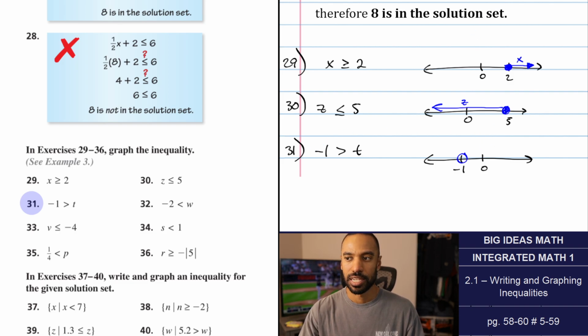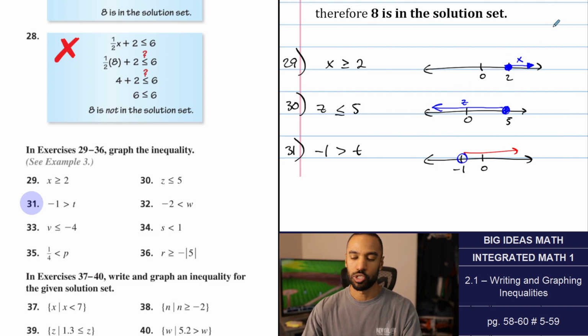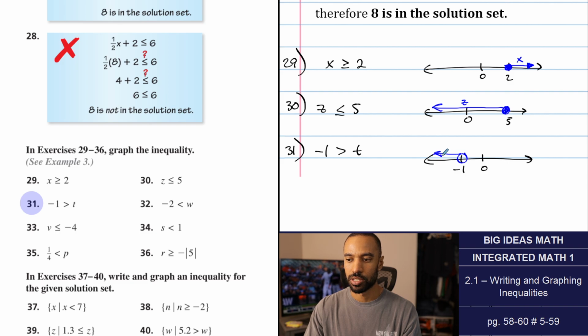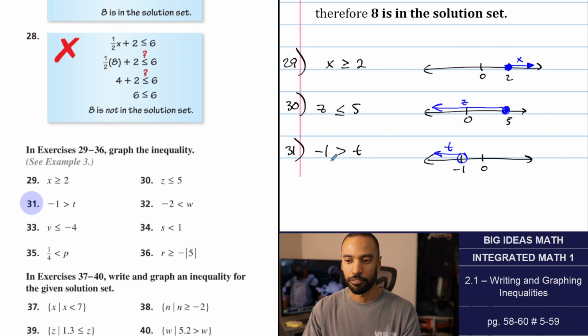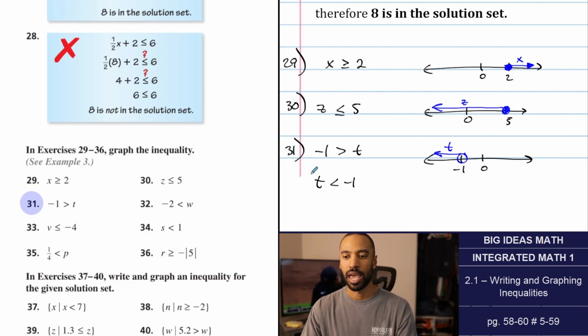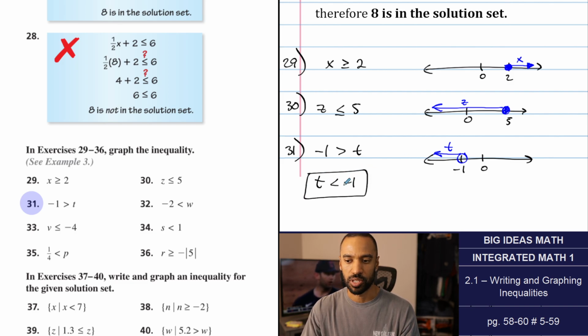But let's test. I'm going to draw this in red to begin with to say let's test 0. If I test 0, I should get a true statement. Is -1 greater than 0? No. I should be graphing to the left instead. Now, how come it says greater than if we go to the left? Because the variable is on the right side of the inequality. If I flip everything over, this would say t is less than -1. The alligator mouth, whatever you call it, still eats the bigger number. It's still eating -1, and I'm flipping it over that way to represent it best.